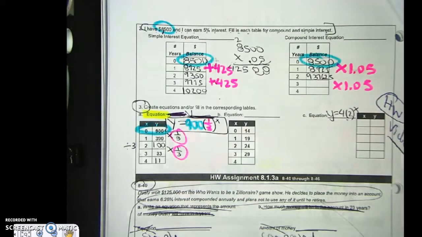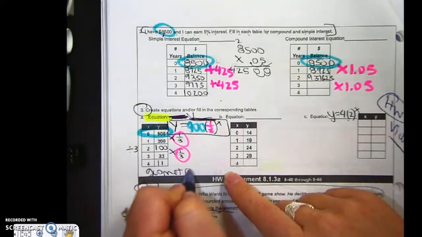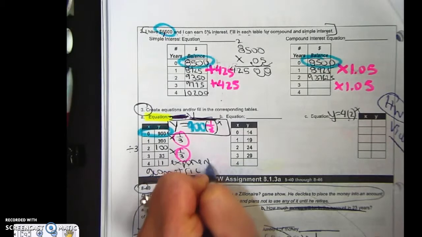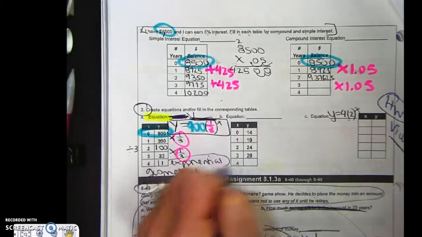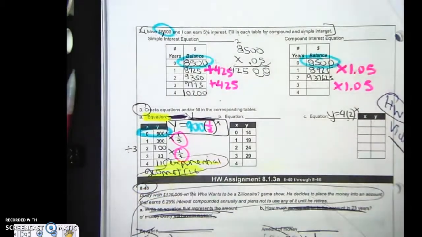Okay. This one is geometric. This one is exponential. Okay. Let's look at the next one.